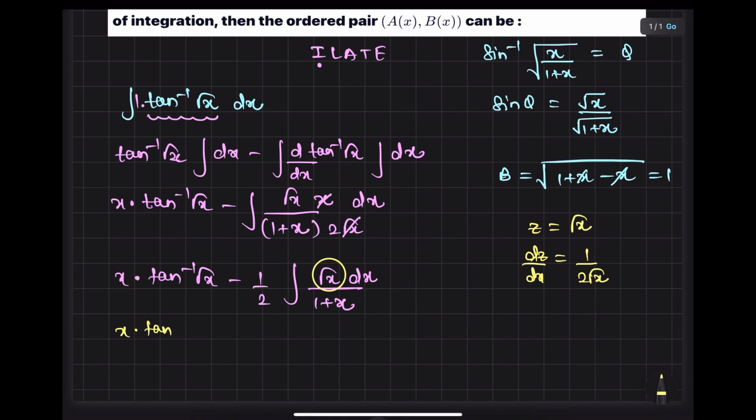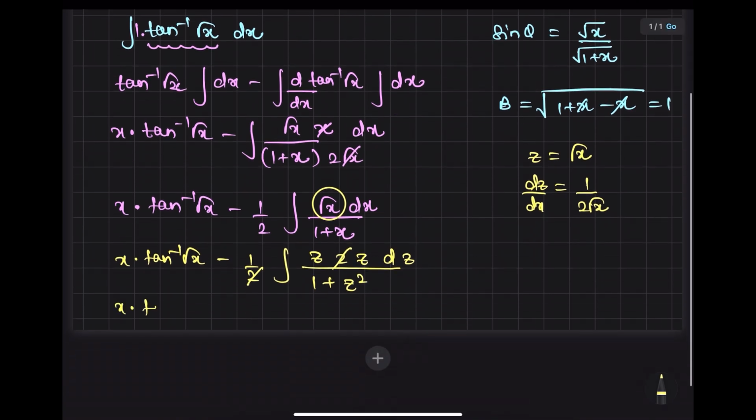x tan inverse root x minus 1 by 2. Now root x is z. Now dx will be what? In place of dx, can I write 2 root x dz, right? And you know that root x was what? z. So it will become z, and 1 plus z square. This 2 is gone. Now let's simplify this a little bit more.